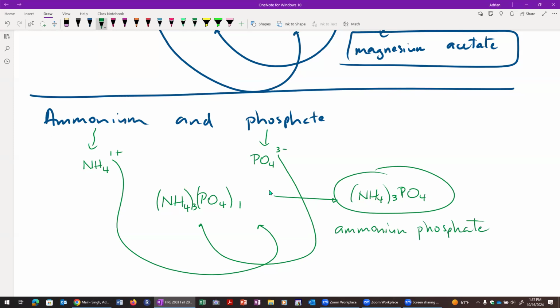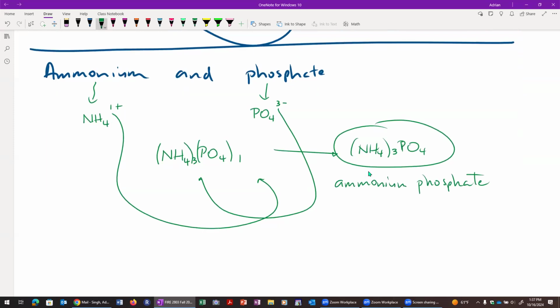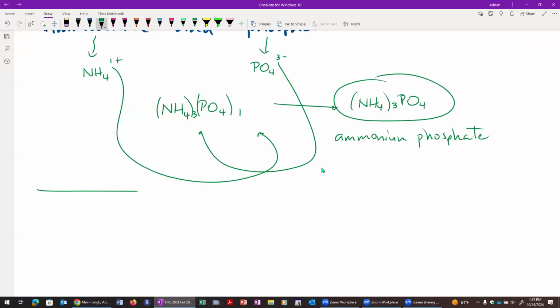All right. So these polyatomic ions, very, very common. You see them all over the place. They're actually way more common than the monoatomic ones we saw previously. Let's do one more. If I combine sodium and hydrogen carbonate.